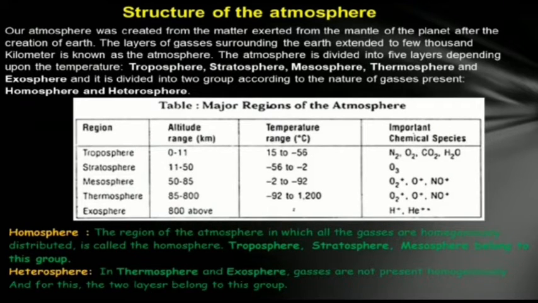You can see that there is a table given here below which shows the major regions of the atmosphere. It has 4 columns: region, altitude, temperature and the important chemical species. You need to go through this table. Now let's come to homosphere. The region of the atmosphere in which all the gases are homogeneously distributed is called the homosphere. For example, troposphere, stratosphere, mesosphere belong to this group. And what is heterosphere? In thermosphere and exosphere the gases are not present homogeneously, and these 2 layers belong to this group.